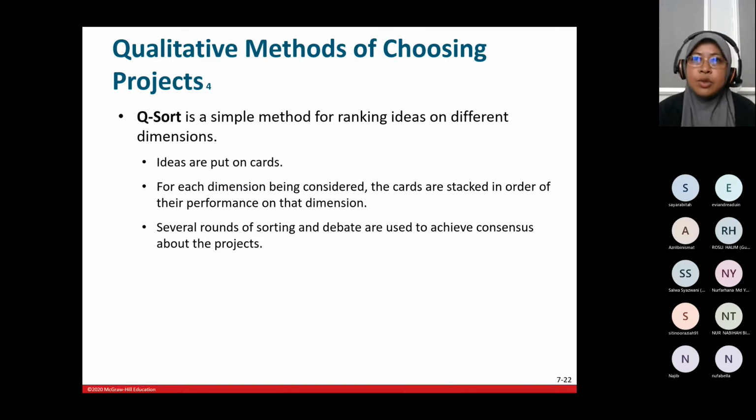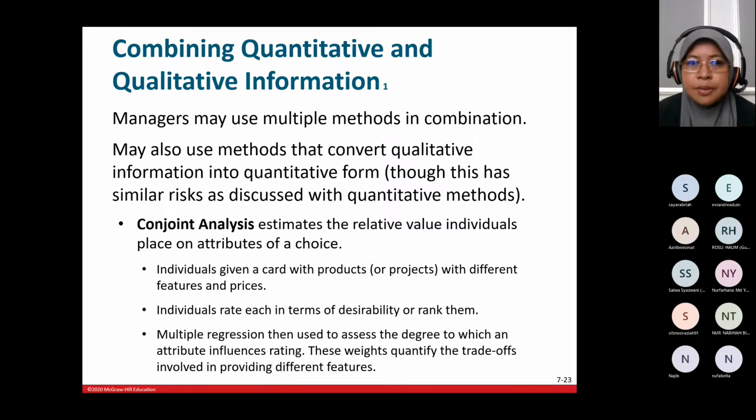So meaning to say that with Q-sort, we will try to pull out the ideas from the committee of the project, and from there, they will start to discuss whether this one is doable, this one actually makes sense, this one we can stop, and they will do several rounds of sorting until everybody comes to some agreement on what kind of solution the firm wants to focus on. So managers may use multiple methods in combination. It is best to combine quantitative and qualitative.